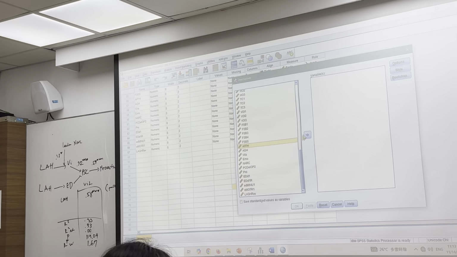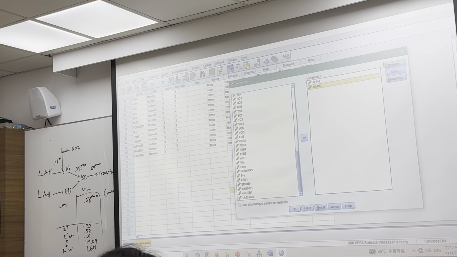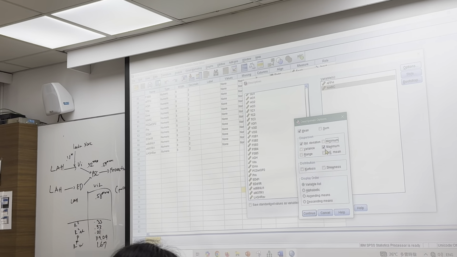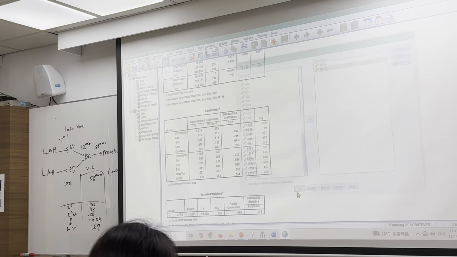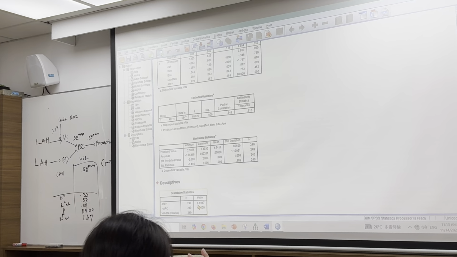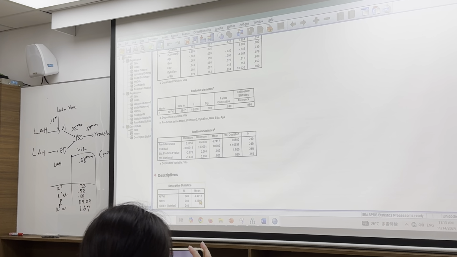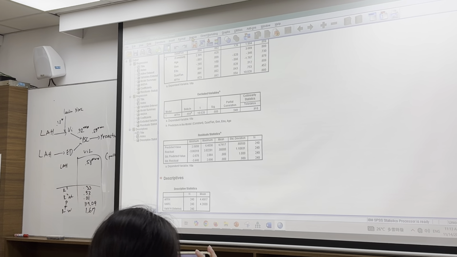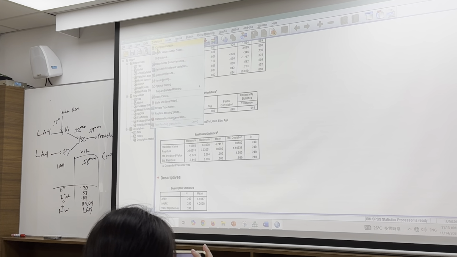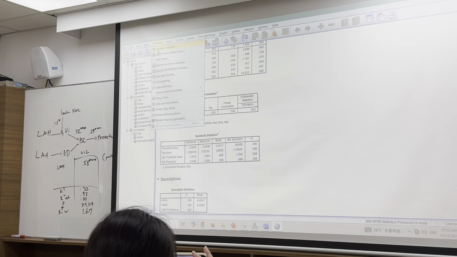I need AFF and narcissism. I only need the mean value, I don't need other things. Okay, so these are the mean values. Mean values, not the mean construct, these are the mean values.